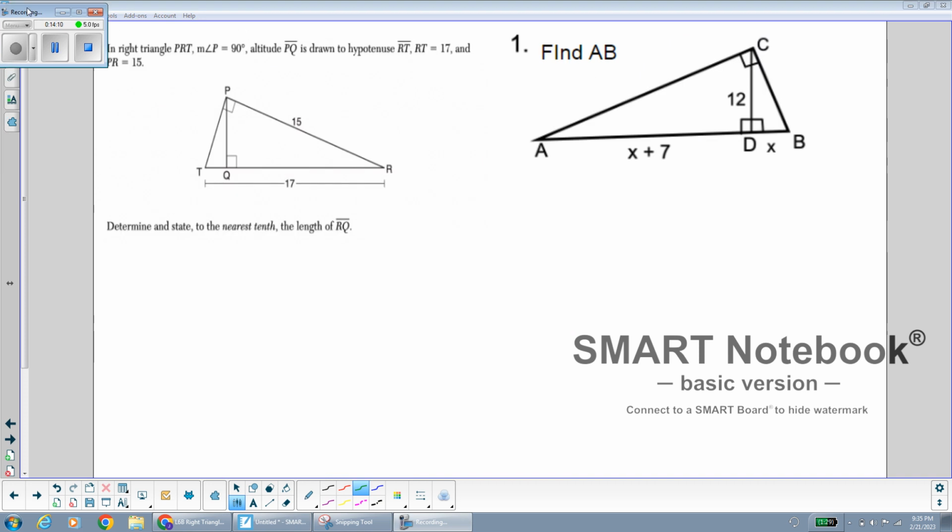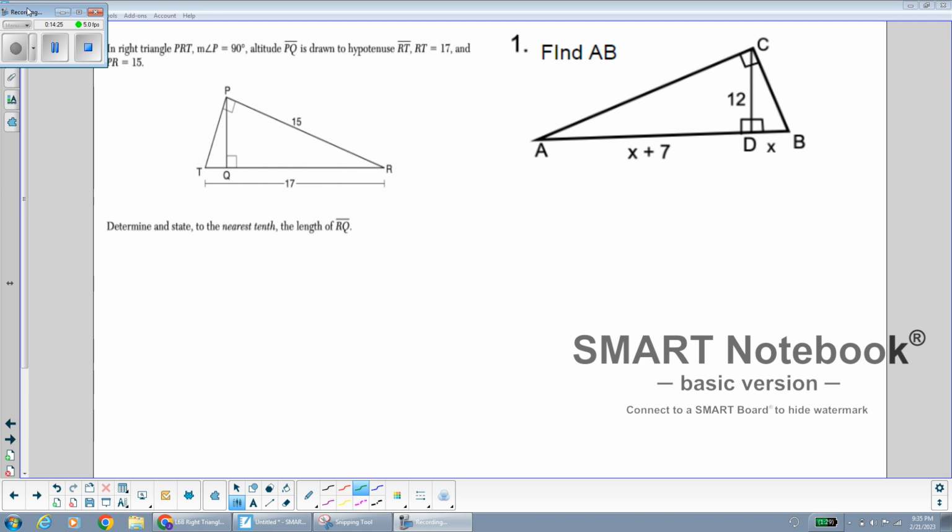Please pause the video and try these ones out for yourself. The second one is a bit tricky, but try to at least set up the proportioning and get as far as you can. And then you can unpause the video because I am going to go over them now.